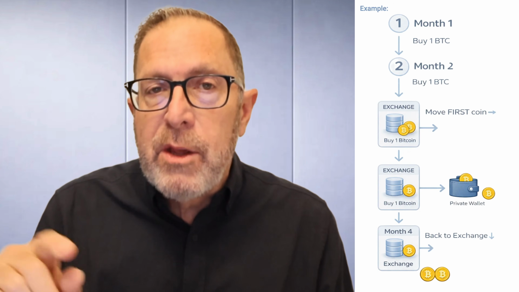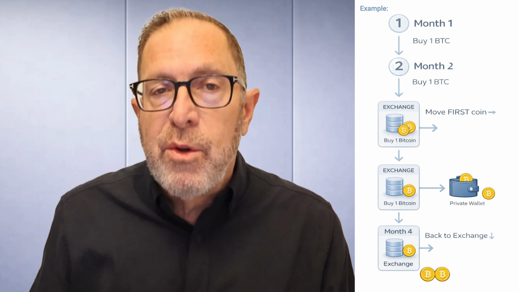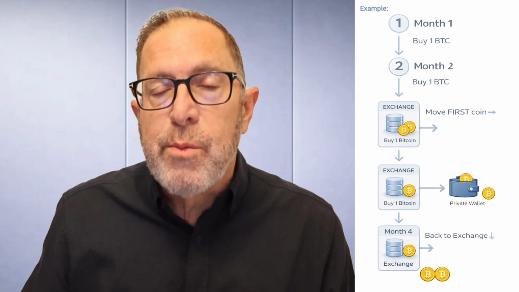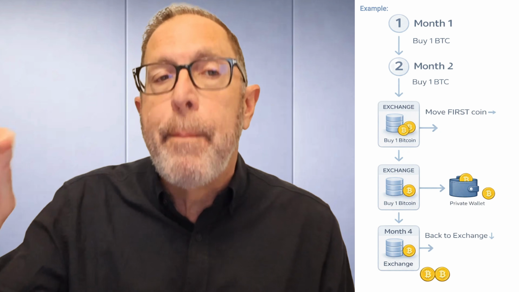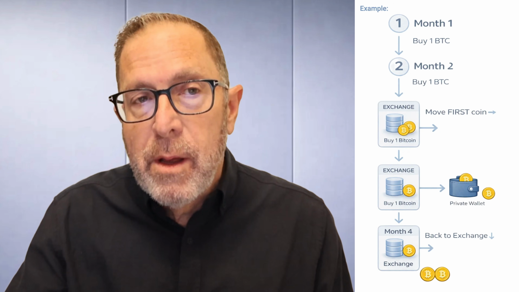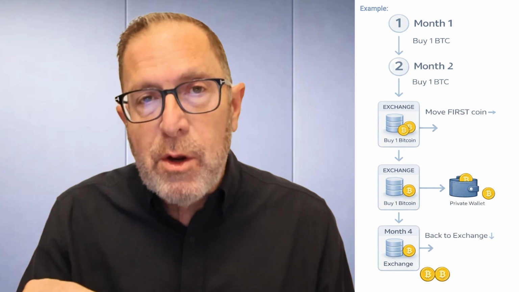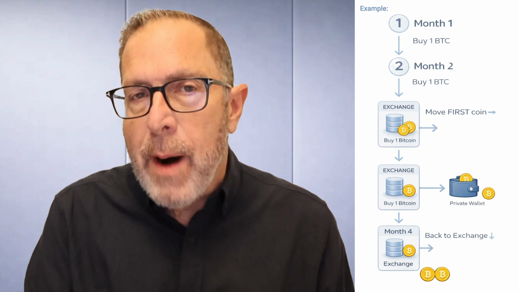In month three, you transfer the first Bitcoin, which will have to be the first one you bought, to a private wallet. The next month, you move that coin from that private wallet back onto the same exchange. And now in month five, you sell a Bitcoin that's on that exchange. There's two Bitcoin. Which one got sold? The one that you bought in month one or the one that you bought in month two?